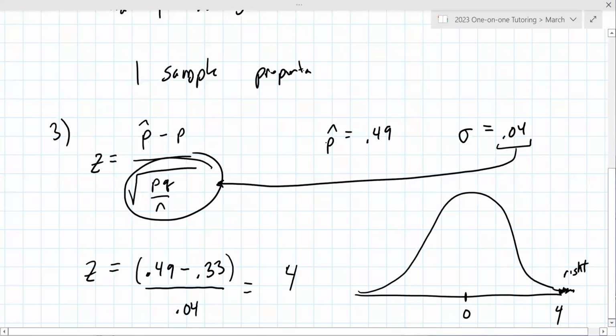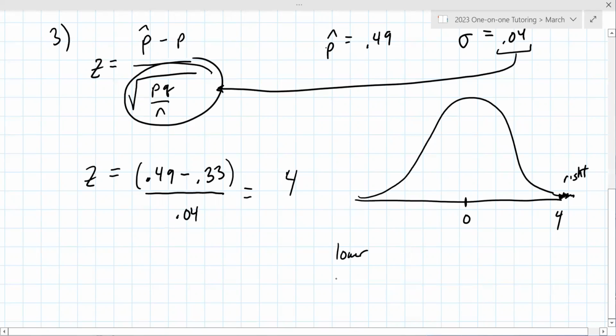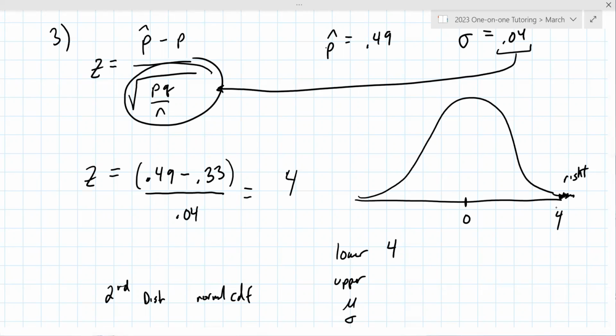Now it says from the table, but we can do this with the calculator. Do you remember how to do that? Not on the calculator. So that's where you're using the lower, the upper, the mu, and the sigma. That's going to be under second distribution, normal CDF. Your lower is 4 because that's your leftmost value. What is the upper in this case? I'm not sure.